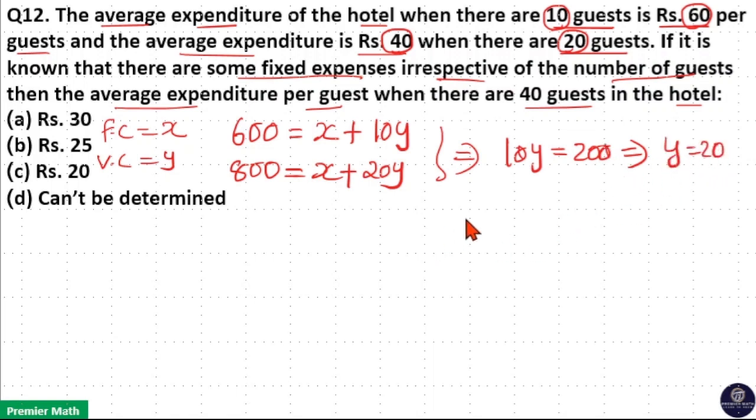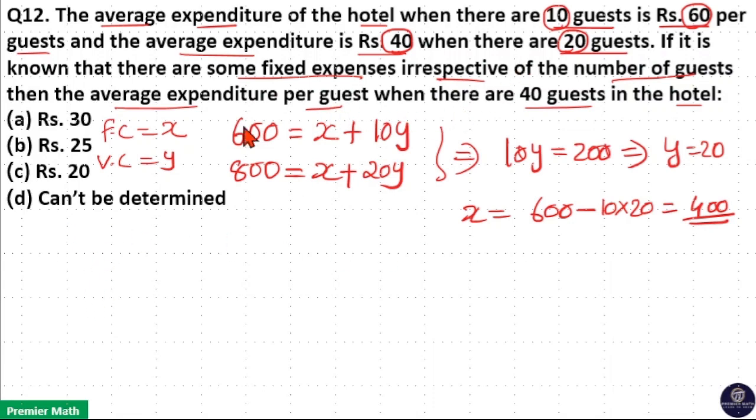If Y is equal to 20, X is equal to, apply it in the first equation, that is 600 is equal to X plus 10Y. X is equal to 600 minus 10 into Y, 10 into 20, which is equal to 600 minus 200, 400. So X is equal to 400 and Y is equal to 20.